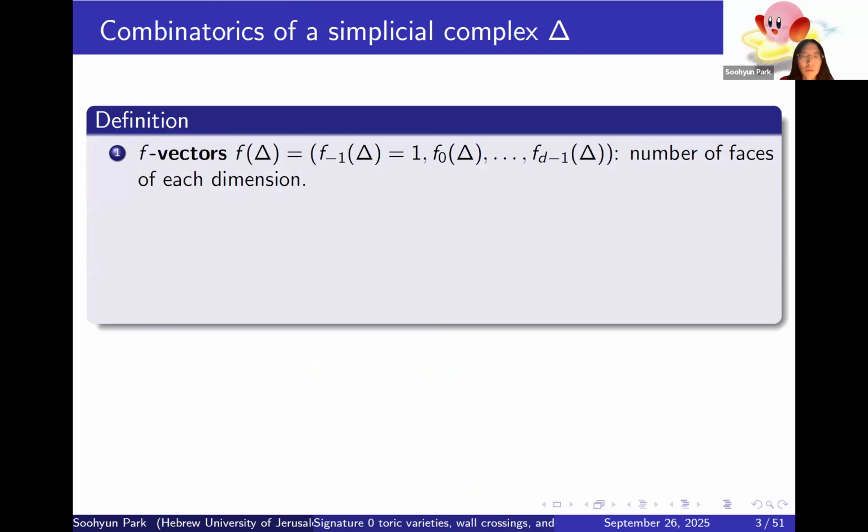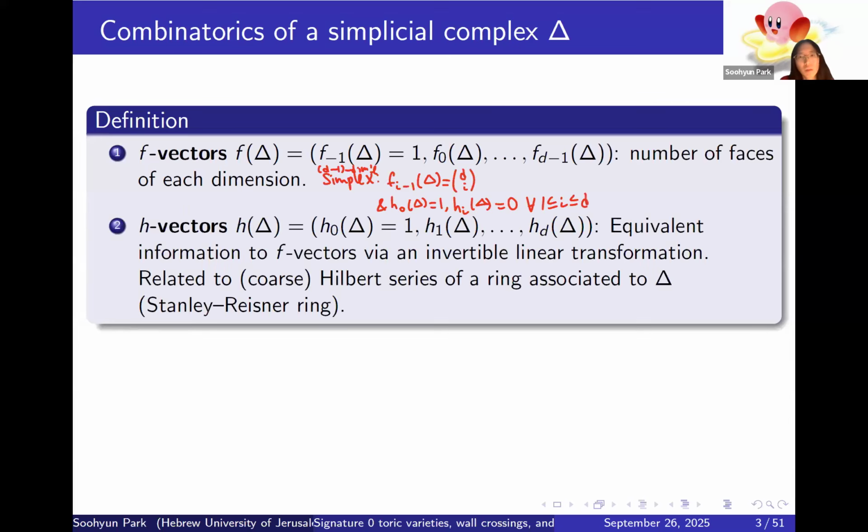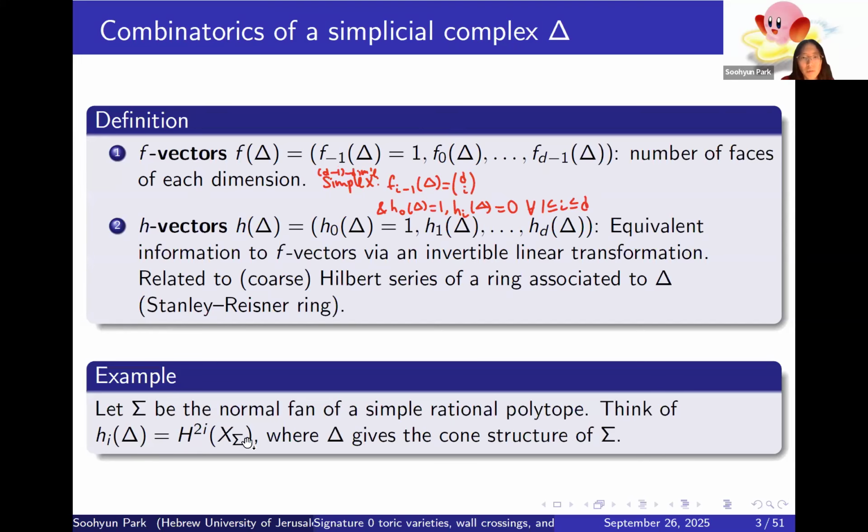Okay, so for some combinatorial language of simplicial complexes, an F vector just records the number of simplices, or what I'm going to call faces, of each dimension. And the H vector gives you equivalent information by an invertible linear transformation, but it's more natural for a lot of algebraic properties. For example, the Hilbert series of a certain ring associated to a simplicial complex that we start with. An example of an F vector just gives you binomial coefficients if you have a simplex, but in our particular context, we'll think about the Betti numbers of some toric variety associated to a simplicial fan with the degrees doubled.